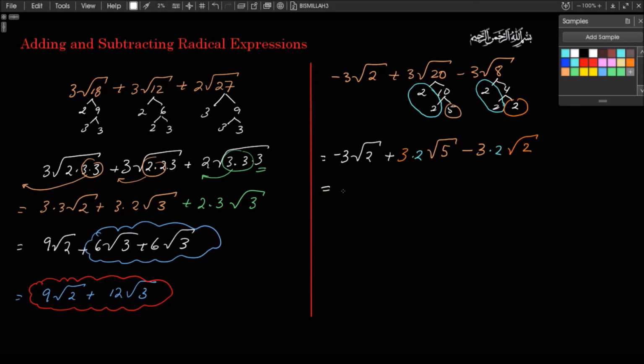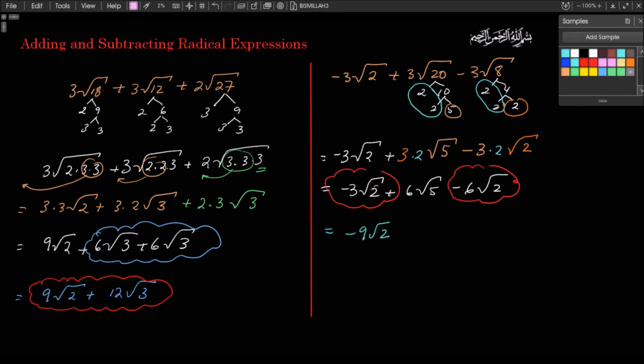And further simplifying this, you get negative 3 times the square root of 2, plus 3 times 2 is 6 square root of 5, minus 6 square root of 2. Now you can see that this and these are like terms, so to speak, or they can be combined. So negative 3 square root of 2 minus 6 square root of 2, that's negative 9 square root of 2. See, when you add and subtract these, you do nothing to whatever's inside. You do nothing to the radicand, okay? You just add them like you were adding minus 3x minus 6x. That's negative 9x, right? So similarly, it's negative 9 square root of 2 plus 6 square root of 5.